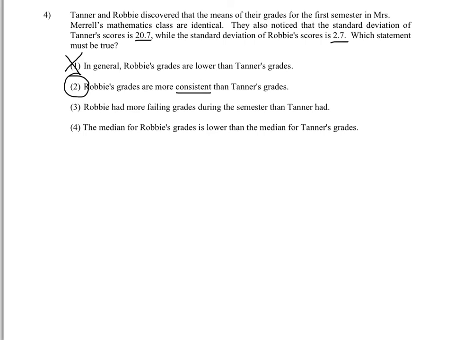Let's just check real quick with number 3 and number 4. Number 3, Robbie had more failing grades during the semester than Tanner did. Is there any information about what a passing and failing grade is in the question? No, I don't think so. So this one obviously couldn't be right. And finally, the median for Robbie's grade is lower than the median for Tanner's grade. We're given that their means are the same, and we're given the standard deviation for each of the students, but I don't see any given information about the medians. So we don't have enough information to support this answer.